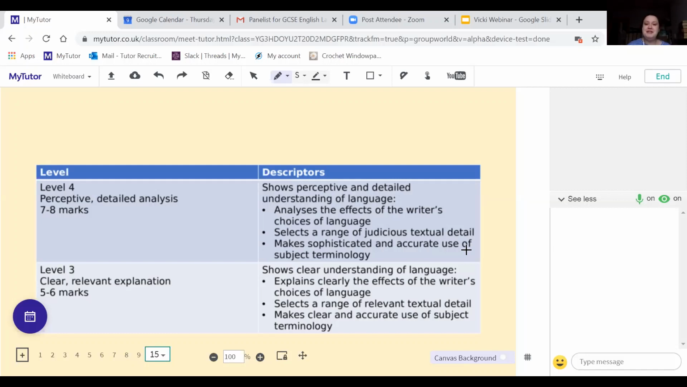Selects a range of judicious textual detail, selects a range of relevant textual detail, and then we've got makes sophisticated and accurate use of subject terminology and makes clear and accurate use of subject terminology. So I'm going to give you some examples of what on earth the differences of these two are, because teachers quite often argue about what they mean, let alone you guys.